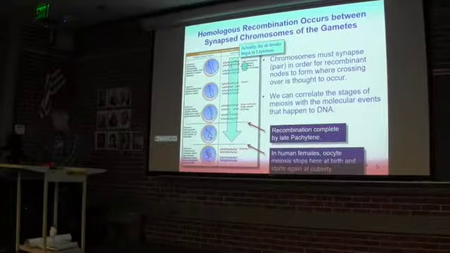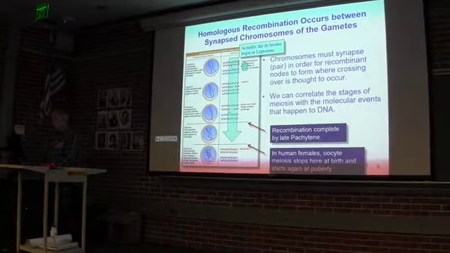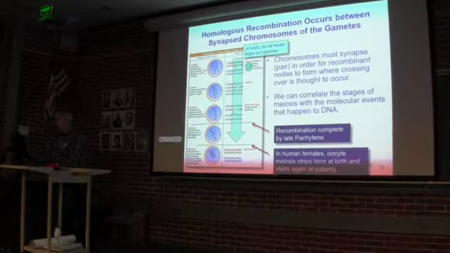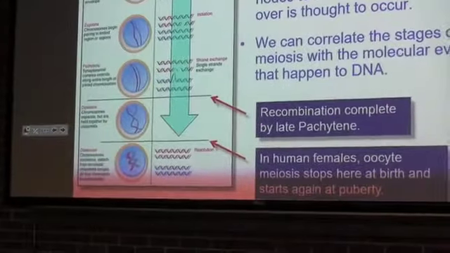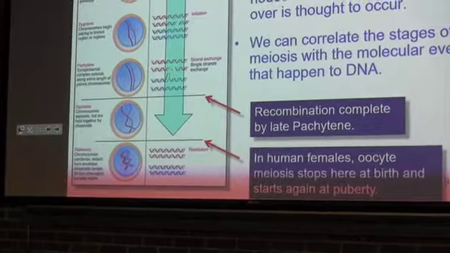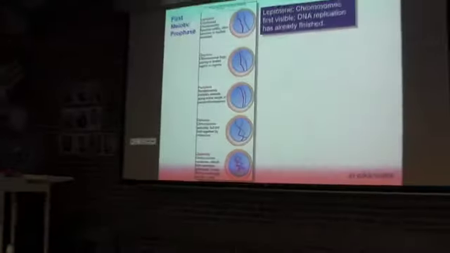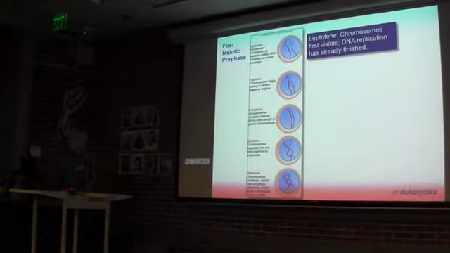Human females, oocyte meiosis stops at birth, it pauses, and then begins again at puberty. In males, it's going 24 hours a day, 7 days a week.